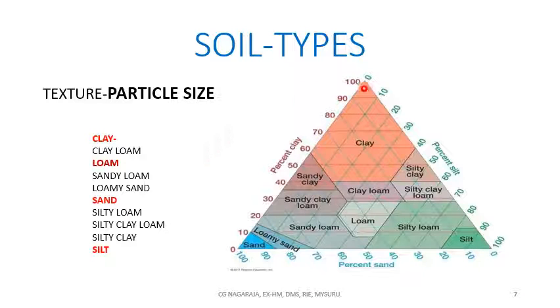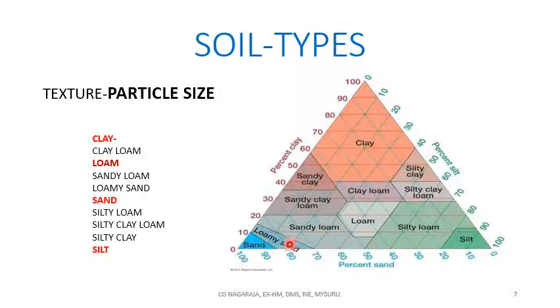This triangle helps you to understand the size of the particles and the nature. On one side we have sand. It contains 100% bigger particles. It's called sand. If it contains 100% very fine particles, it is called clay. If it contains in-between particles, it's called silt.